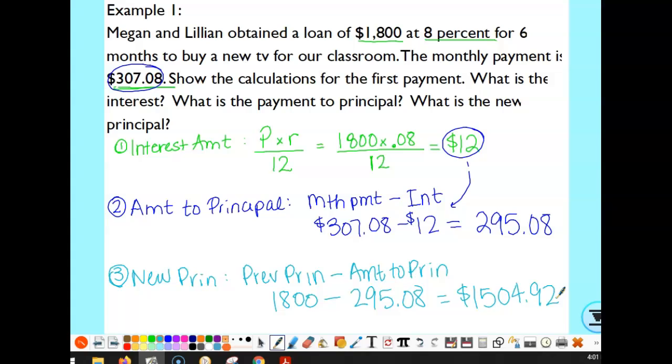So if we were going to calculate the amount to interest and the amount to principal for the next payment, we would now use this new balance to calculate our interest and our new principal. So everywhere that you see 1,800 in here would then be replaced with 1,504.92.